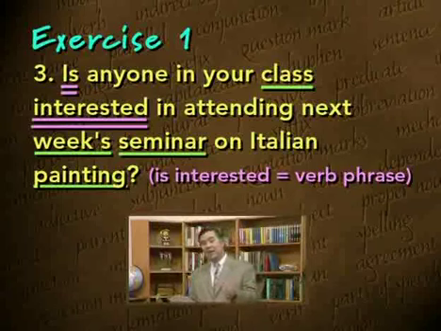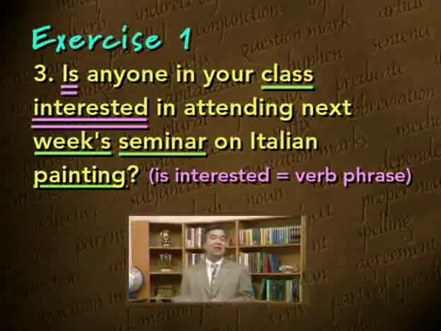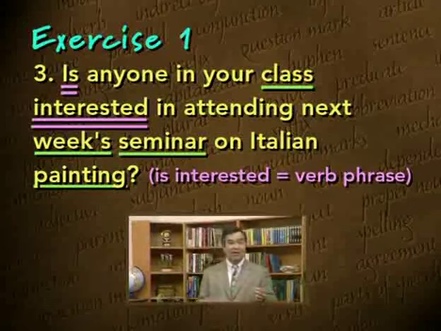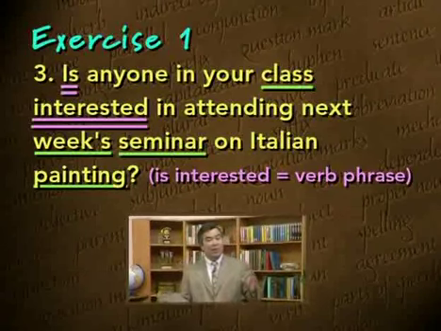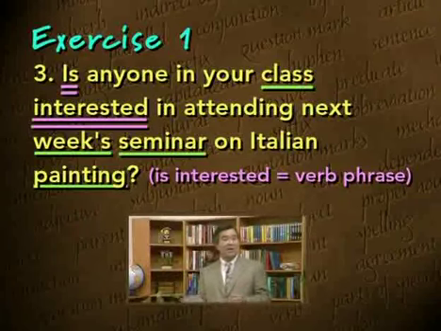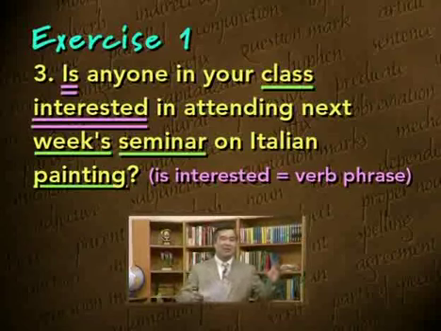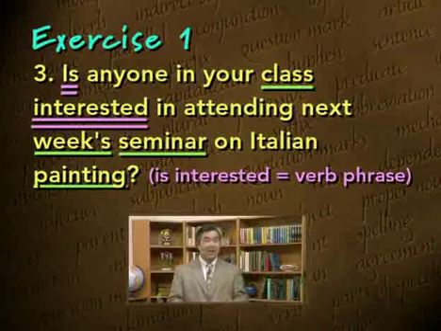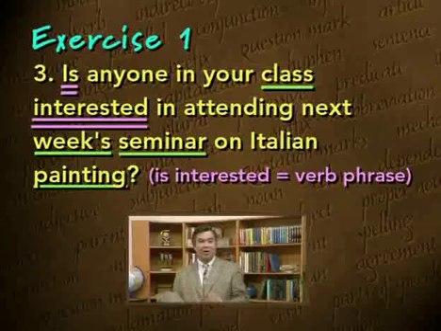And one of the things that often happens is that the words in a verb phrase are separated by other words. Imagine if you were to change this sentence into a declarative sentence, making a statement rather than asking a question. You would probably bring the words of the verb phrase back together. You would say something like, anyone is interested in attending next week's seminar. And the two words of the verb phrase, is interested, would now be reunited. But to turn it into a question, we break them up in the order in which we've shown in this sentence.